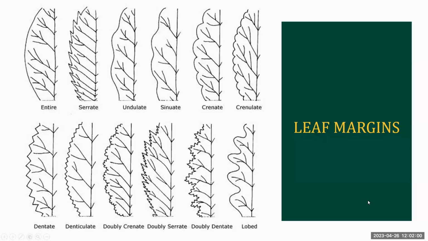And then lastly, we have our lobed margins. We talked about this a little bit in the last slide, but basically the margin of the leaf is divided into these bigger pieces. And these can be spiky or they can be rounded as well.